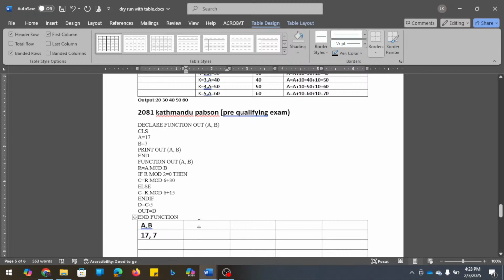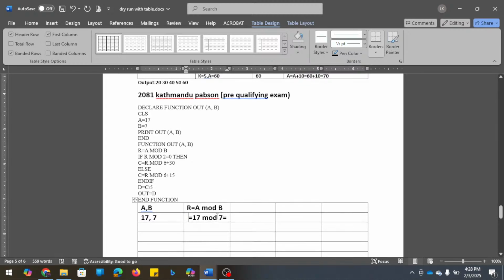Next is here finding remainder R. So R equals to A mod B. So it gives here A is 17, mod B is 7, it gives remainder. So remainder is 3.